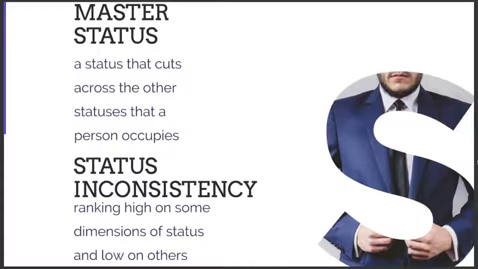Others are achieved. So for example, wealth can be a master status for those at the very, very top. For those at the very, very bottom, being a person in poverty could be a master status. And that thing cuts across all the other statuses that you occupy.